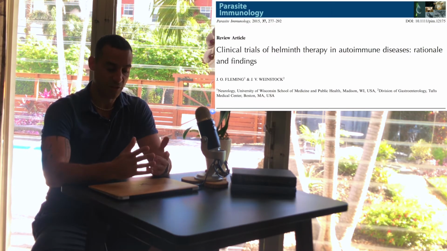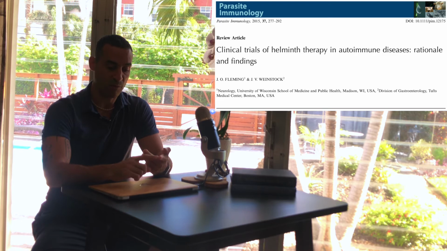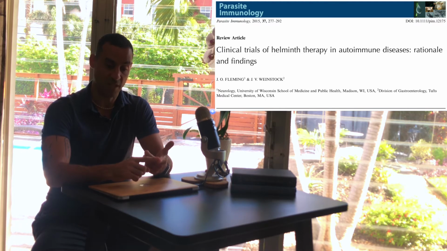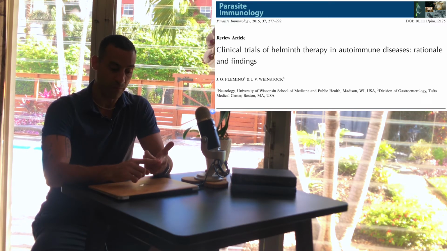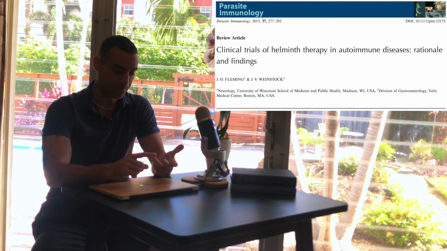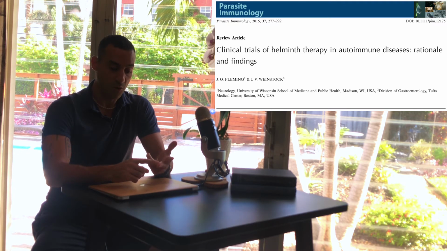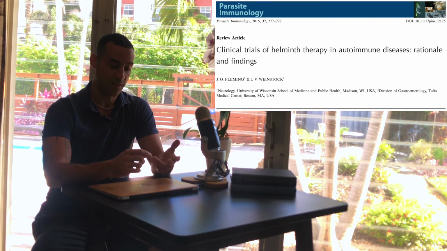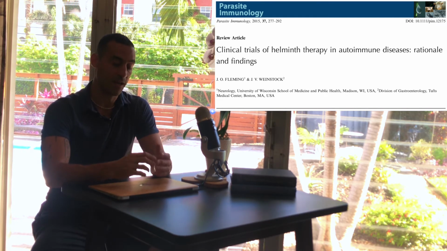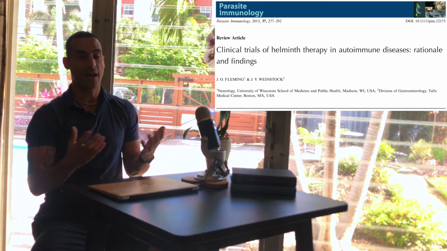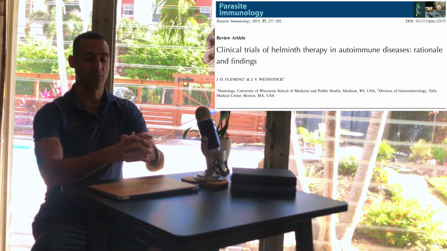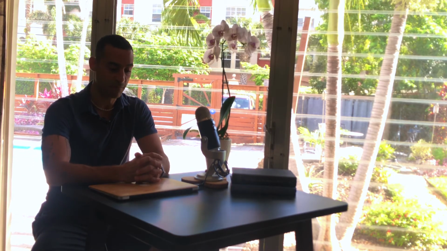There are case studies currently involving helminth therapy with multiple sclerosis, which again is another immune system dysfunction. Your immune system is attacking parts of your nerves. It's also applied to things like colitis, which is another inflammatory bowel disease, things like asthma, and again many other autoimmune or immune system related dysfunctions that it's being applied to.